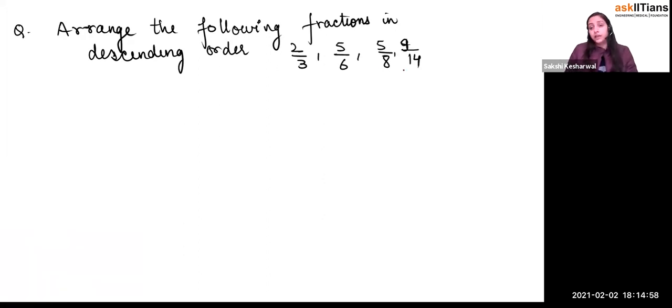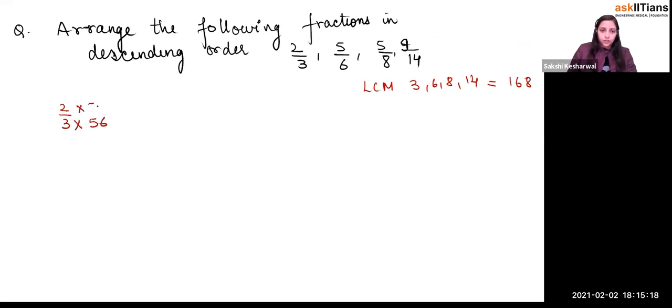First, whenever there is a comparison, convert into equivalent fractions, right? So you will take the LCM of 3, 6, 8 and 14. The LCM of 3, 6, 8, 14 is 168, right? For 2 by 3, you have to multiply by 56 on both top and bottom. So this is equal to 112 upon 168.